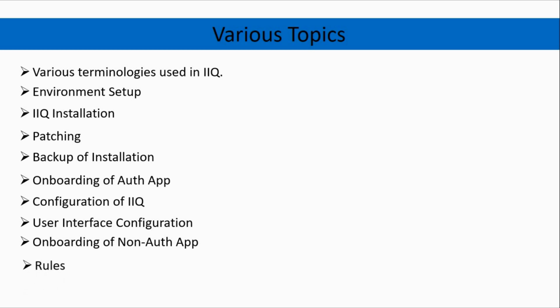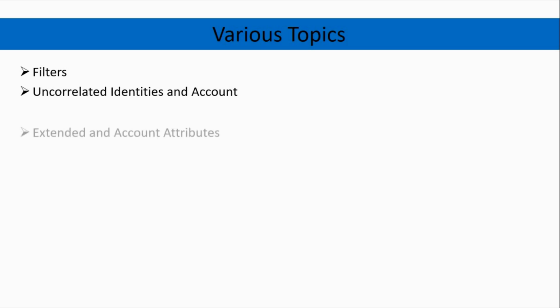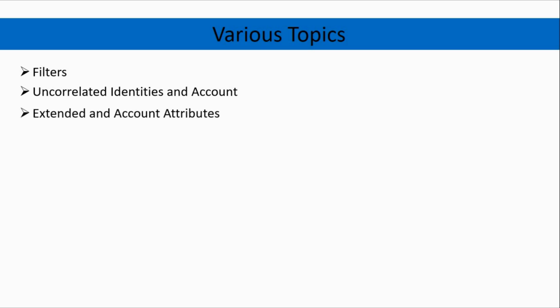Rules. In this section, we will understand various types of rules. Now, filters. In this section, we will learn about filters. Uncorrelated identities and accounts. In this section, we will learn how we can find uncorrelated identities and how we can fix them. Extended and account attributes. We will also learn about different types of attributes, like extended attributes, account attributes and standard attributes.